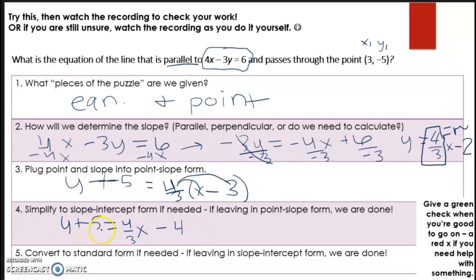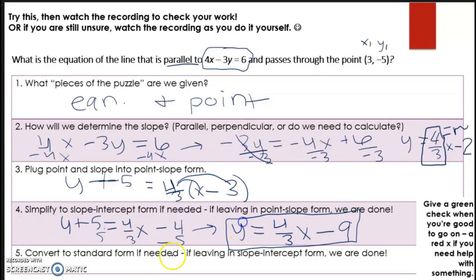Finally, you just subtract the 5 to get y by itself here. And that's going to give you y equals 4/3 x minus 9. And we are just going to leave it right here. We don't need to convert it to standard form because they didn't ask for that. So y equals 4/3 x minus 9 is the equation.